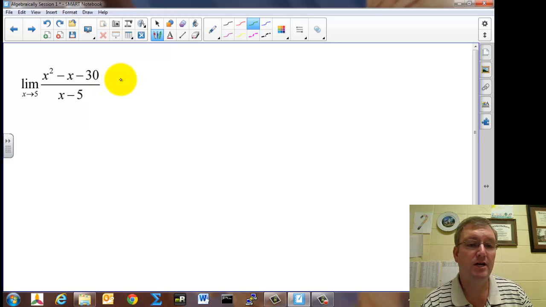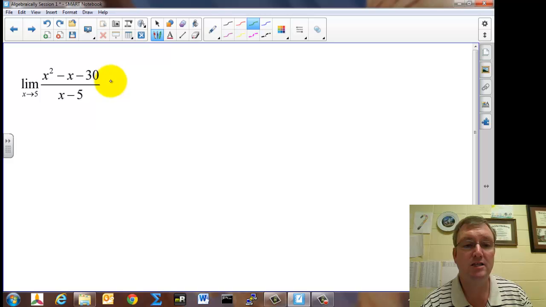Evaluating a problem like this, 5 minus 5 gives us a 0 in the denominator. 5 squared is 25, minus 5 is 20, minus 30. That's not going to give us anything. That's not going to give us a problem, is it?